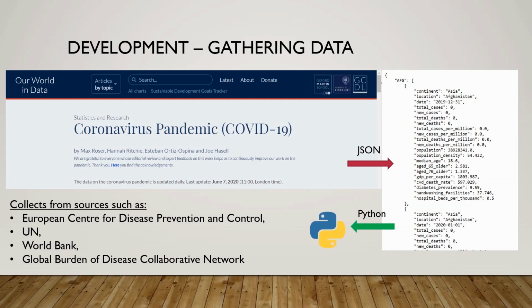So we have a lot of data, and it's all coming from one source, an online database called Our World in Data. It is basically a collection of COVID-19 information which is regularly updated from health and government agencies. All this info is sent as JSON, which is then sent to Python.